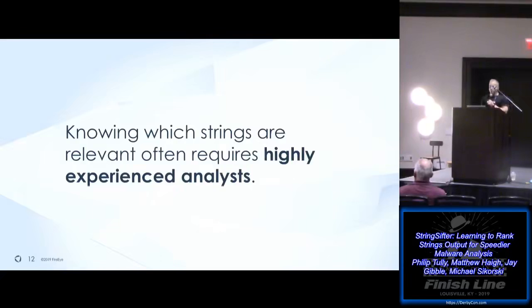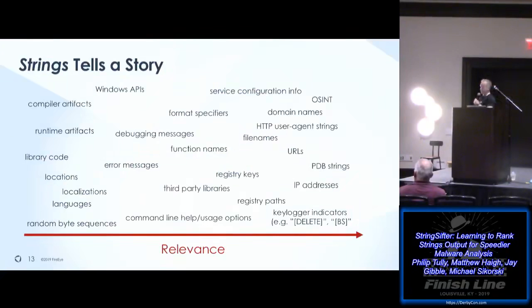So knowing which strings are relevant requires experienced analysts. And as an analyst, the idea is to tell a story about the binary using the strings. So we want to order them, like you see here, in order of relevance. On your left, you have things like runtime artifacts and library code that are going to produce a lot of noise that isn't necessarily very useful. Then you have Windows APIs, which start to be a little more helpful, and it works its way up until you get stuff like source code you can Google through open source intelligence, user agent strings, which are network indicators, IP addresses, things like that.